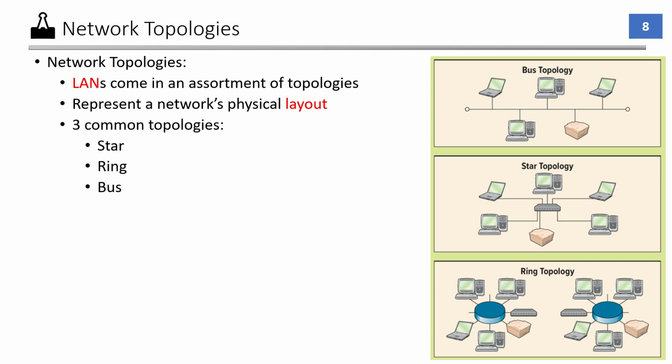A ring topology connects devices in a circular loop. Data travels from one device to the next until it reaches its destination. A bus topology connects all devices to a single main cable. Data is sent along this cable and received by all devices on the network.